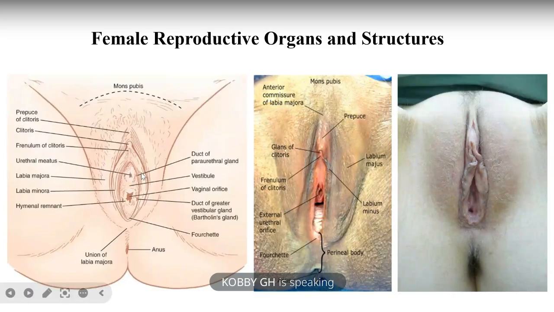What is their function? They produce a special fluid that cleanses the urethral opening and also ensure that the urethral opening remains moist. Keep that in your mind.